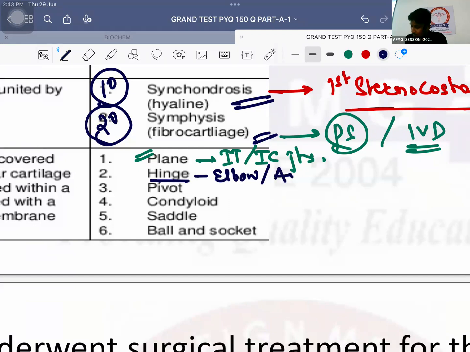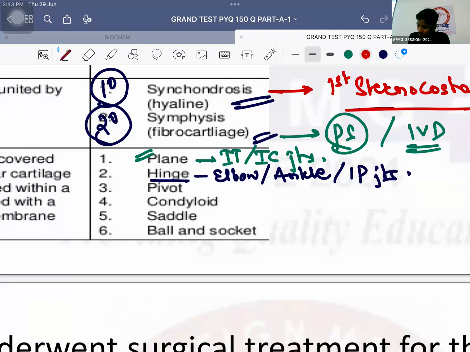Elbow joint. Second is the ankle joint, and third are the interphalangeal joints. The PIP, movement happens in only one direction, right? Can you move it the other way? No. So elbow joint, ankle joint, and interphalangeal joints. All these are examples of hinge joints.